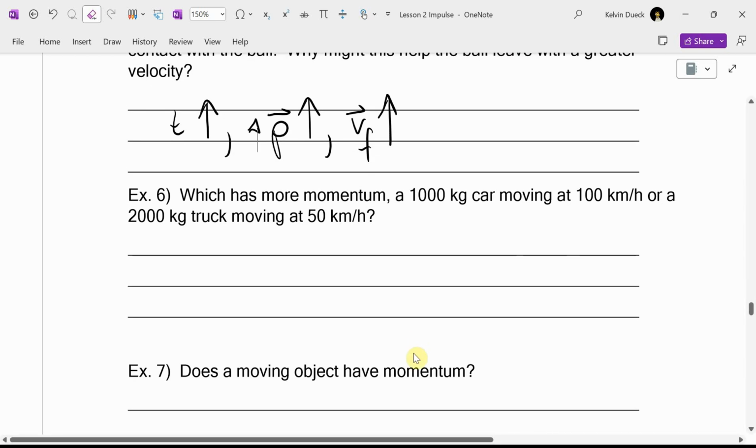What has more momentum, a 1,000 kilogram car moving at 100 kilometers per hour or a 2,000 kilogram truck moving at 50 kilometers per hour? Your hint is it's a what? They're the same. I was going to say it's a trick question. They're the same.